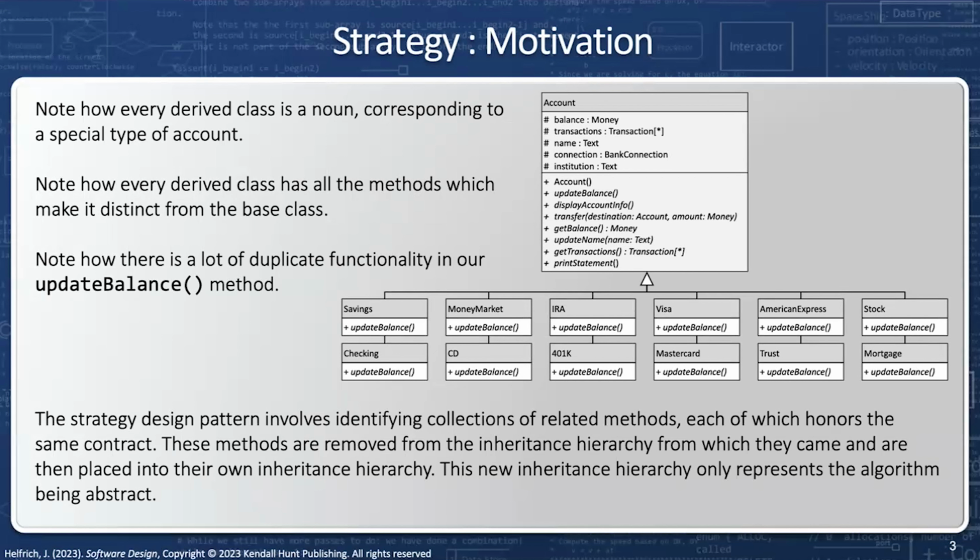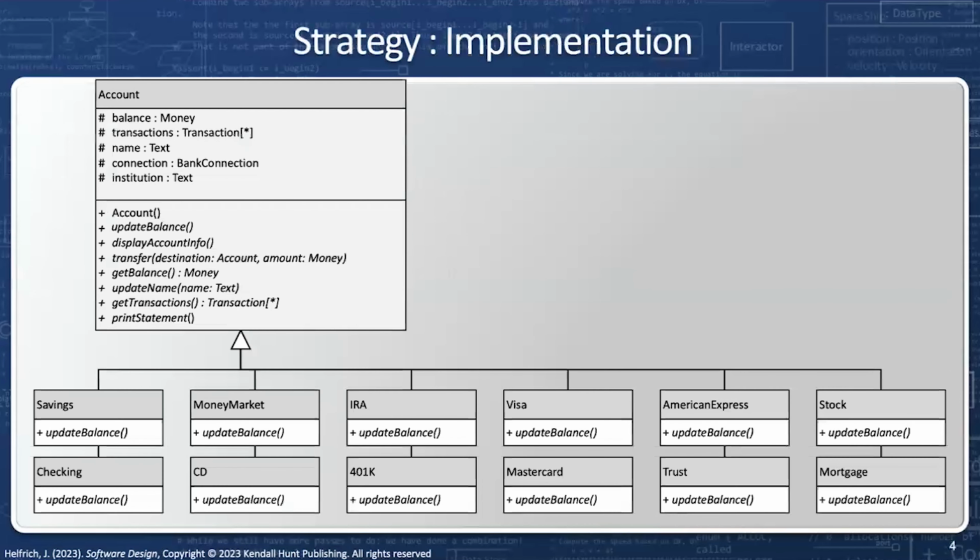These methods are removed from the inheritance hierarchy from which they came and are then placed in their own inheritance hierarchy. This new inheritance hierarchy only represents the algorithm being abstracted. Okay, so let's take a look at where we were before. Now, the first thing I'm going to do here is create an update balance class. And this has a single method called update balance.